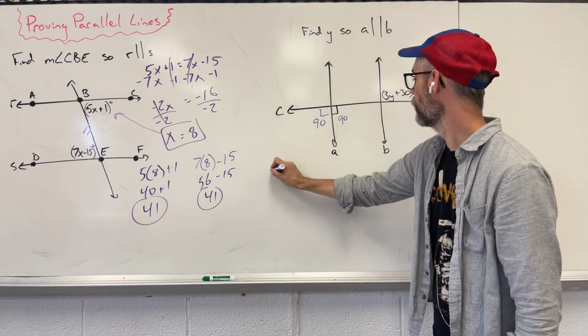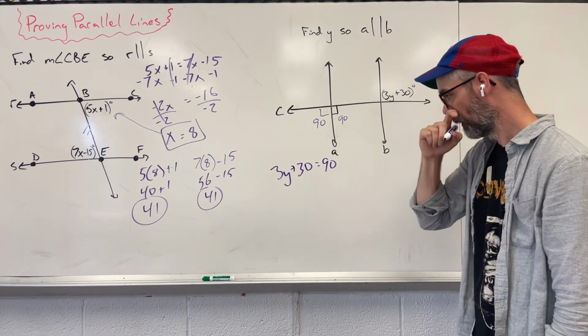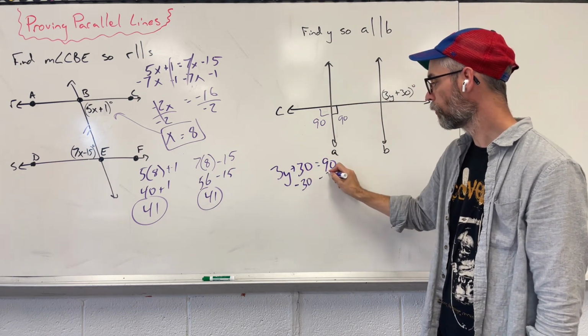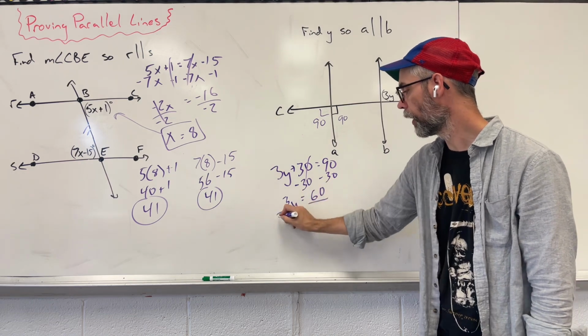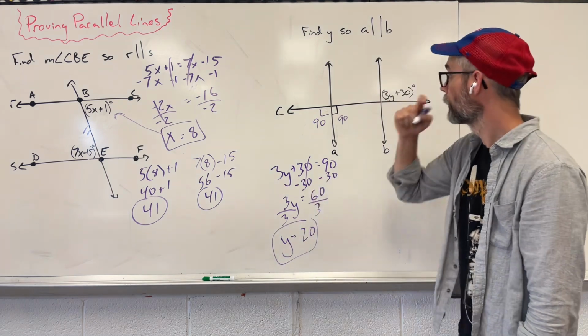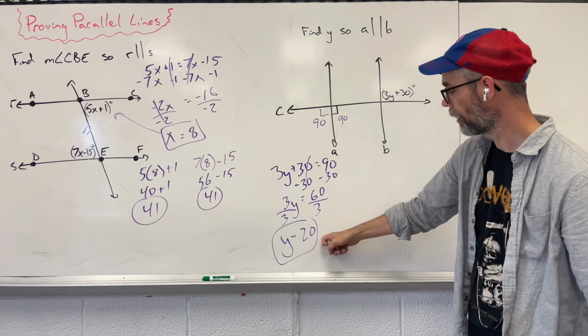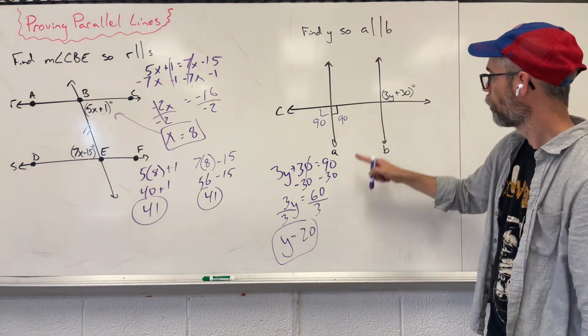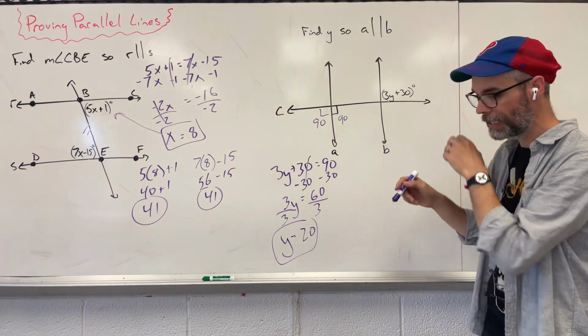So we can say 3y plus 30 equals 90. And let's do our inverse operations. 3y equals 60, divide by 3, y equals 20. Now we're looking for y to determine that that's going to be the same. If I take this and I plug that back in, 3 times 20 is 60, plus 30 is 90.